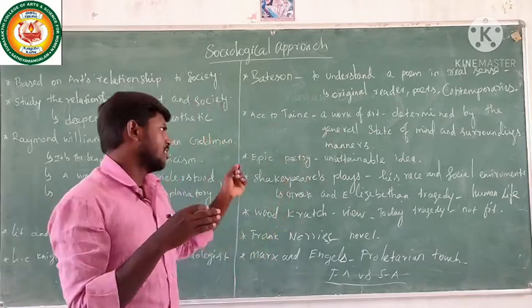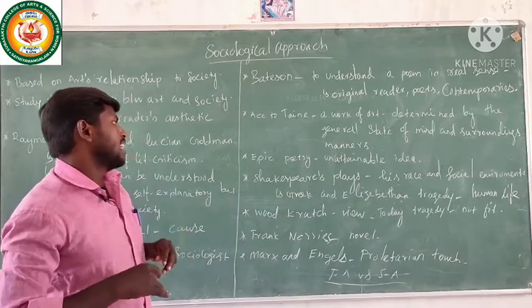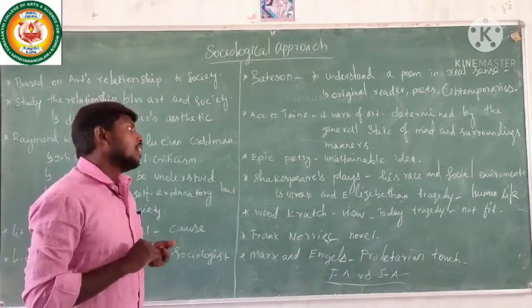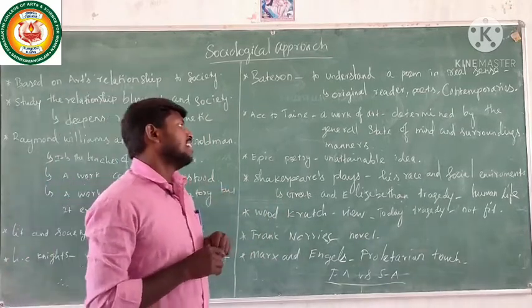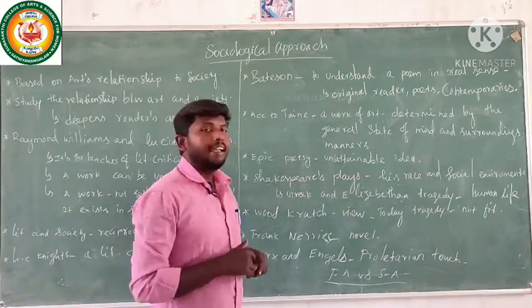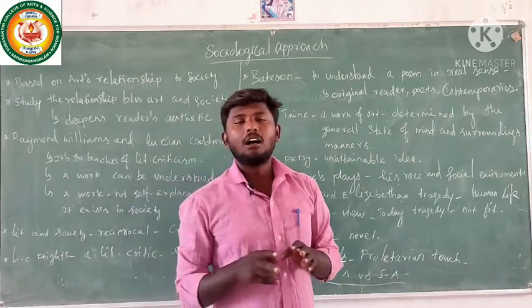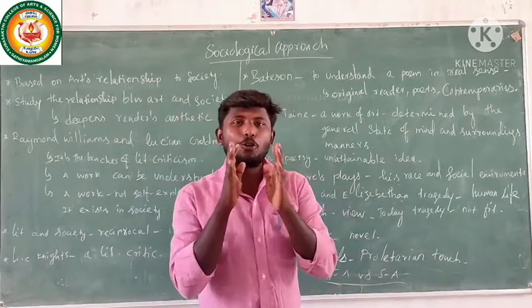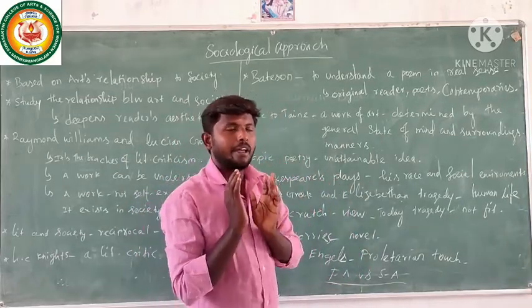For example, William Shakespeare's plays also say the same things, especially Greek and Elizabethan tragedy. Elizabethan tragedy is actually Shakespearean tragedy. So in Greek tragedy, these two predominantly talk about human life, predominantly human life.